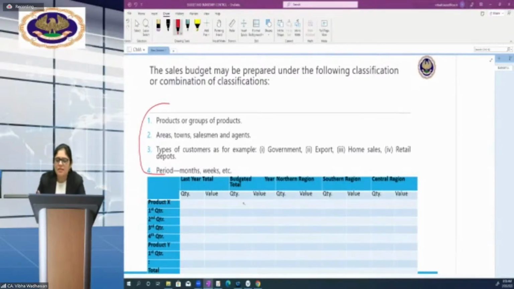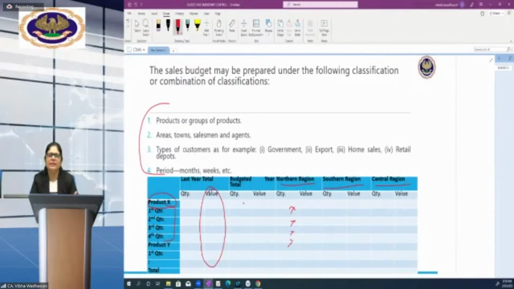If you can see here in this format, the sales budget is made region wise. For the northern region, how much will be the sales for the first quarter, second quarter, third quarter, and fourth quarter, and the product. So product wise, quarter wise, and region wise. Last year's sales has to be there in a sales budget because it gives you the direction, the base for the future year. Budgeted year total means northern plus southern plus central. So the total of all three is the budgeted total of sales we are expected to reach.